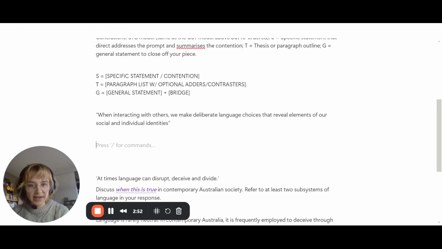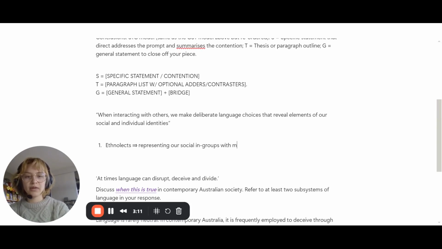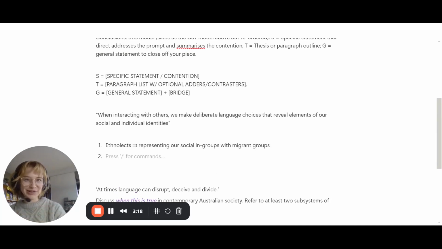So immediately I'm thinking we can talk about something like ethnolects and how this represents our social in-groups with migrant groups. And we'll need some, obviously, evidence for that, but we're not going into paragraphs today, just conclusions, so that saves me a bit of hassle.